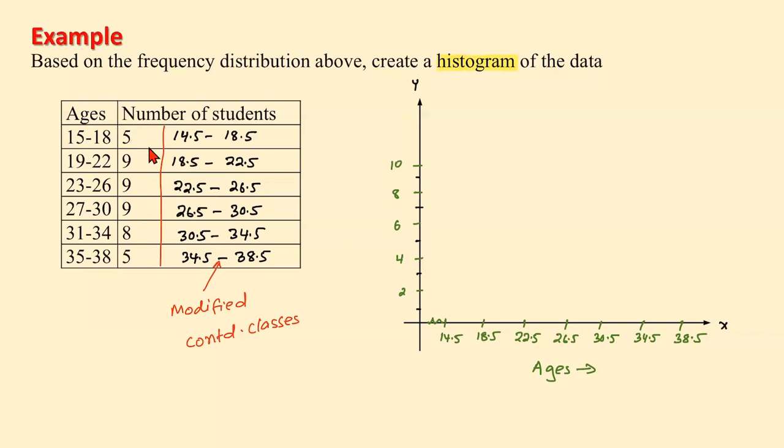So the first class has a frequency of 5. So for the first class, you can draw a bar with the height 5, like that. Second one has a height of 9. And you can see, in fact, 3 of them have height 9. So I can draw all of them at once. 3 of them, they have the height 9.